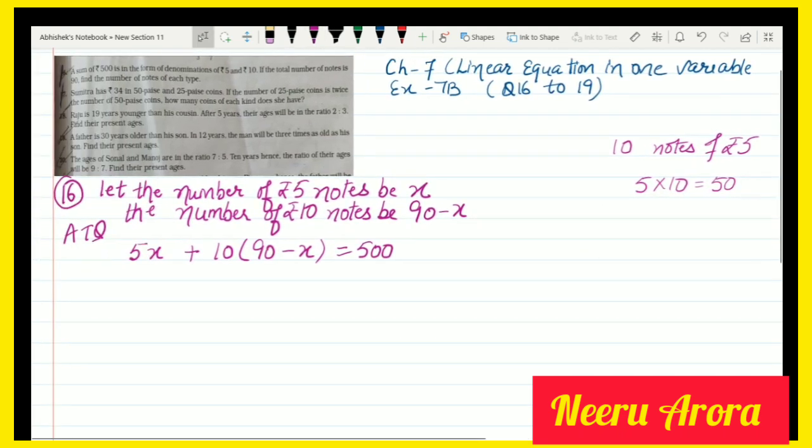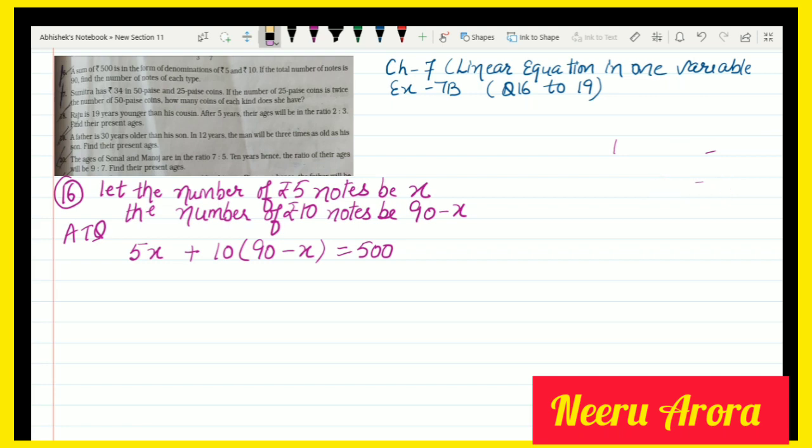In the same way, I can make the value of these notes only by multiplying the number of notes by its value. So that is 5 multiplied by x, the value of the 5 rupee notes. And then I multiply 10 rupees with the number of 10 rupee notes. So their sum is rupees 500.